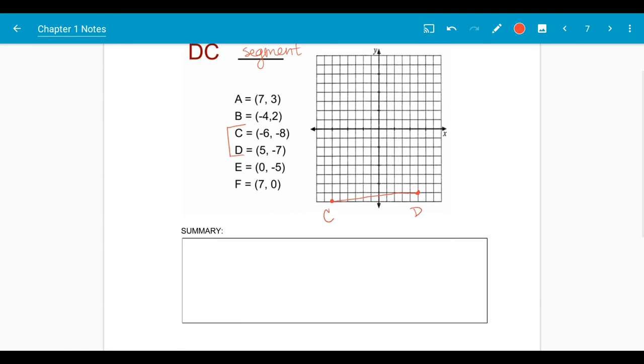So down here in the summary section, if you want to summarize anything, I'd maybe go ray and then have 1 arrow like that, line, 2 arrows, and then segment, no arrows. And then I might do something like this, XY. X is sideways, and then Y is up and down. All right, so now you should go work on your 1.4 homework where you're going to graph some line segments and rays.